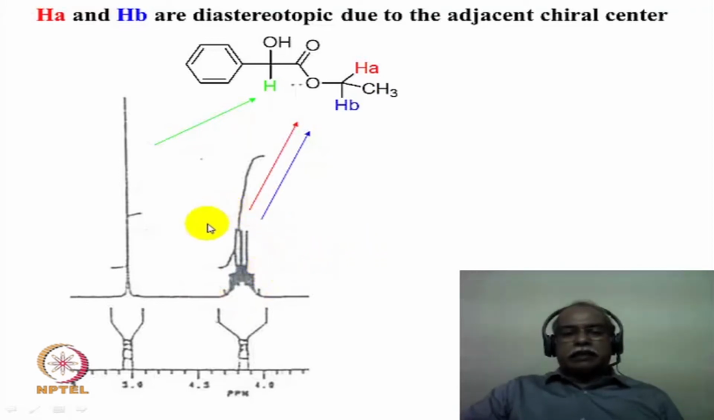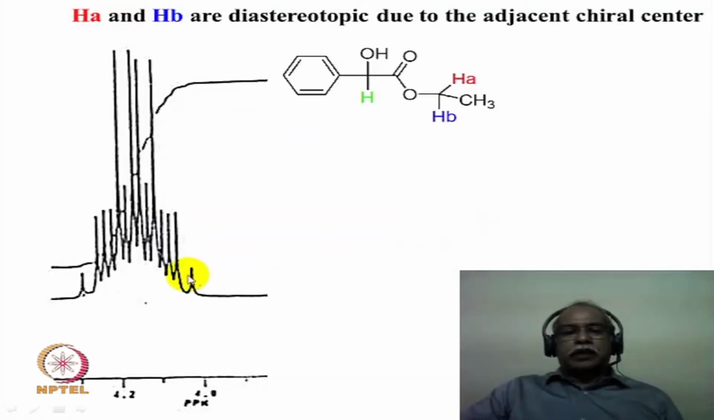In the next slide, the expansion of this particular region is shown. This is the expansion of the region corresponding to HA and HB. Both HA and HB come in the same chemical shift region. If HA and HB are truly diastereotopic in nature, then HA will split HB into a doublet. Similarly, HB will also split HA into a doublet. So what you should see is a 4-line pattern for HA and HB. This 4-line pattern will be further split into a quartet because of the adjacent 3 hydrogens of the methyl group. So essentially one should see a quartet of doublets, which should be a 16-line pattern.